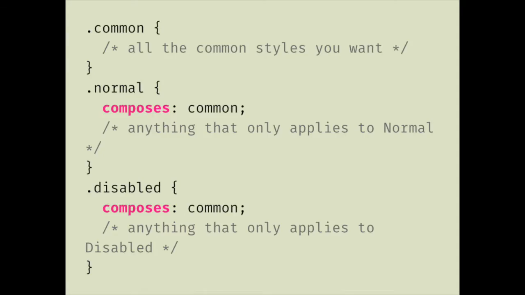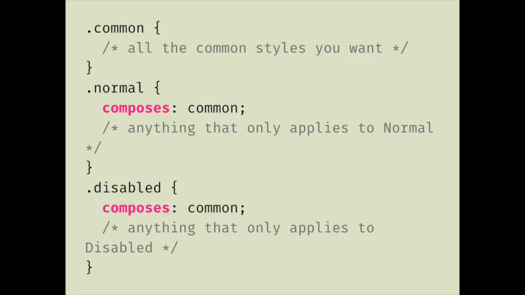So let's look at some examples. If you have common, all of the common styles that you want on your element, you can say normal composes common, and then add stuff for normal. You can do the same with disabled, the same with error, the same with in progress, and it means that each class is the only one that it needs. And yeah, you can do this with extends in Sass, but Sass rewrites your selectors to make it work, whereas CSS modules changes which classes are exported in a really intelligent and nice way.